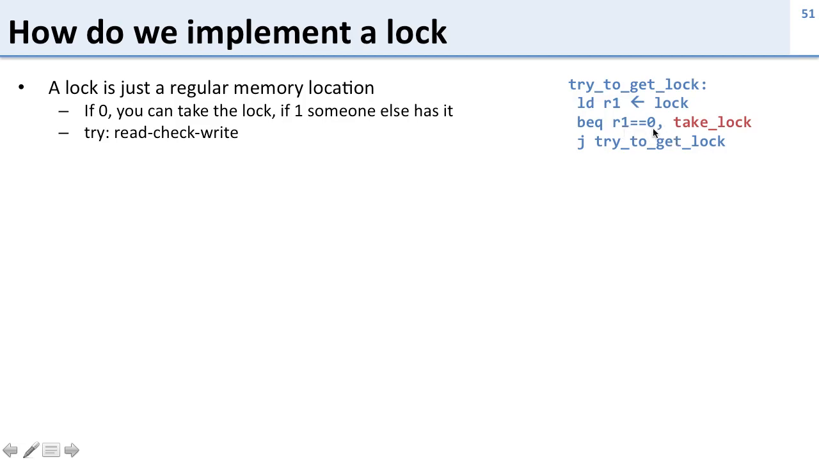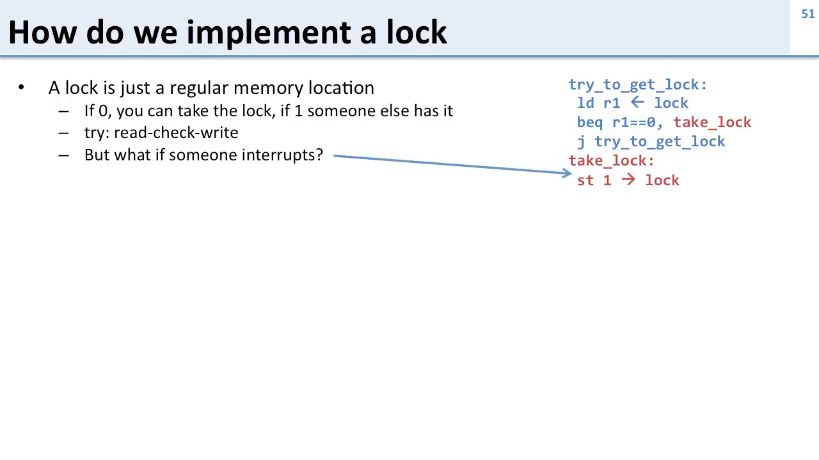Now if it is 0, that means nobody else has the lock. We're going to jump down to take the lock, or we're going to put 1 into the lock to say we have it. So this is what we need to do, but there's a problem. What if someone interrupts us? So between the time here, when we load the lock and when we write a 1 into it, other processors could change the value of the lock, and then it wouldn't be clear who had the lock.